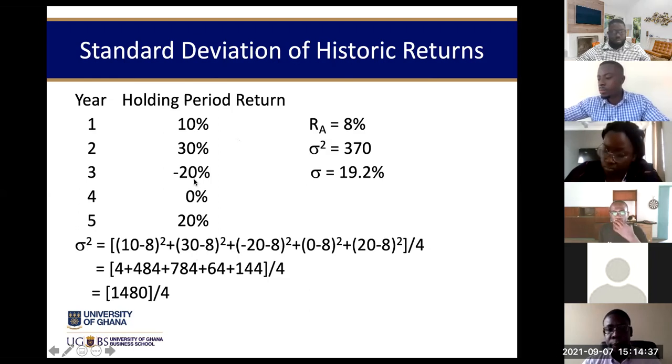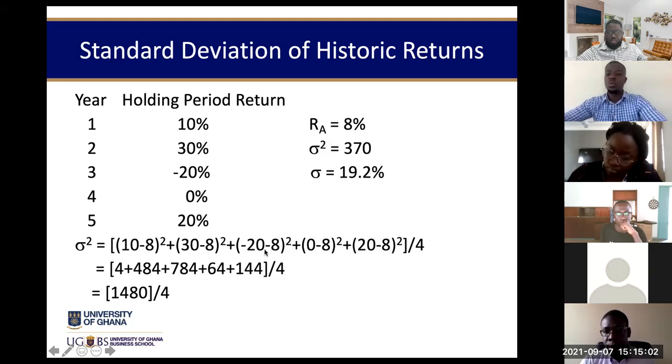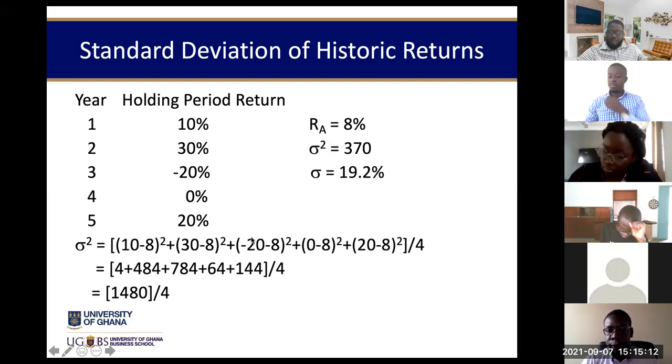What about year 3? What's the variance? What's the deviation? Negative 28. Because we expected 8. We didn't get the 8, and then we lost an additional 20. Okay, so the deviation, the surprise for year 3, is minus 28. Does it make sense? You expected 8 positive. You didn't get it. You lost that 8, and in addition, you lost 20. So the deviation for year 3 is minus 28.